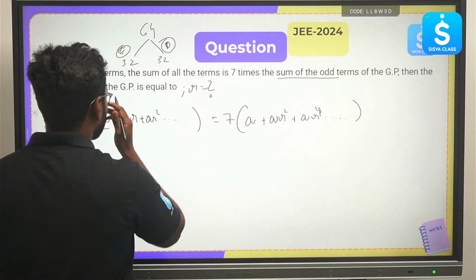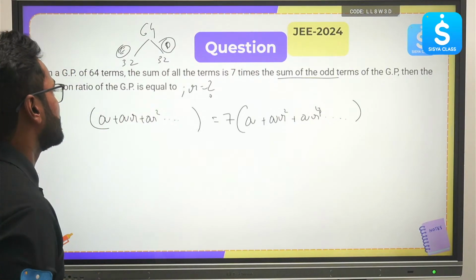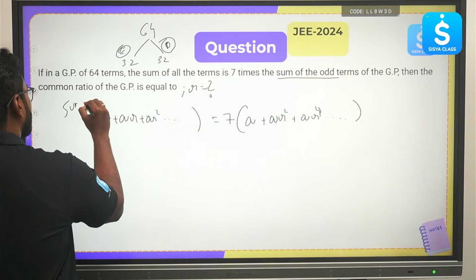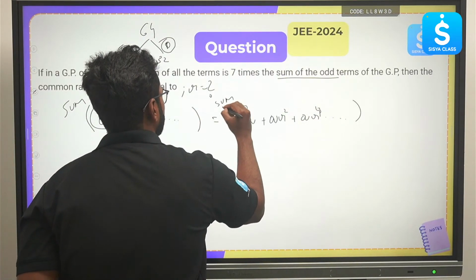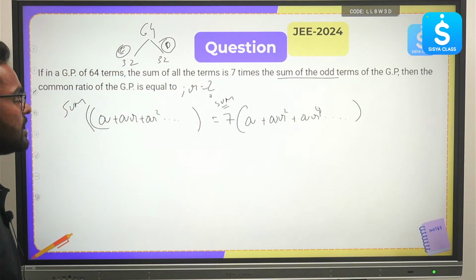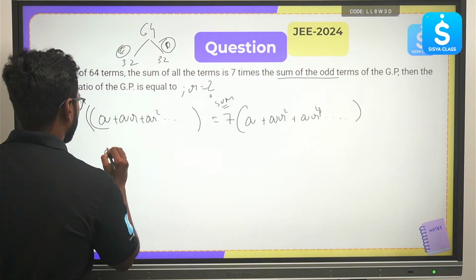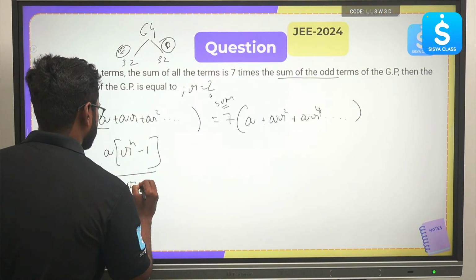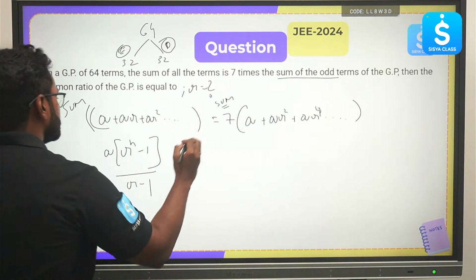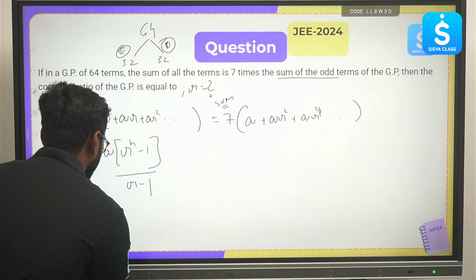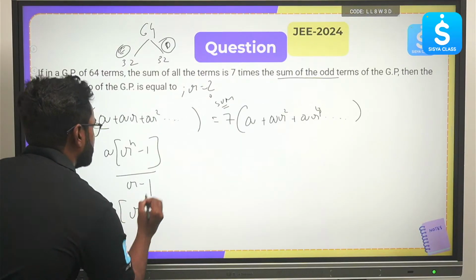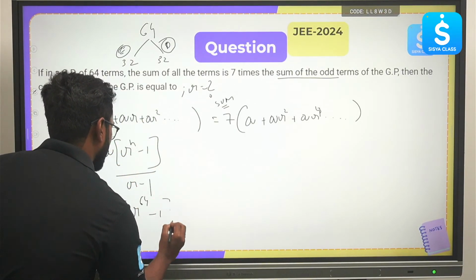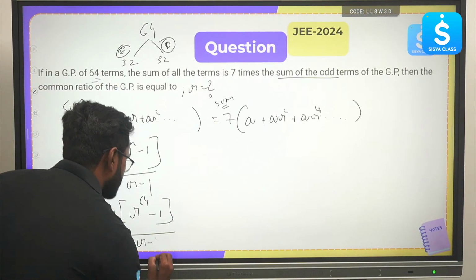Yeah? Now, what can we do here? Let us apply the condition they have given, both are sums. Let us try putting the formula for sum. It should be a into r power n minus 1 by r minus 1. Let us try solving this first. This should be a into r power n, 64 terms, right? Total of 64 minus 1 by r minus 1.